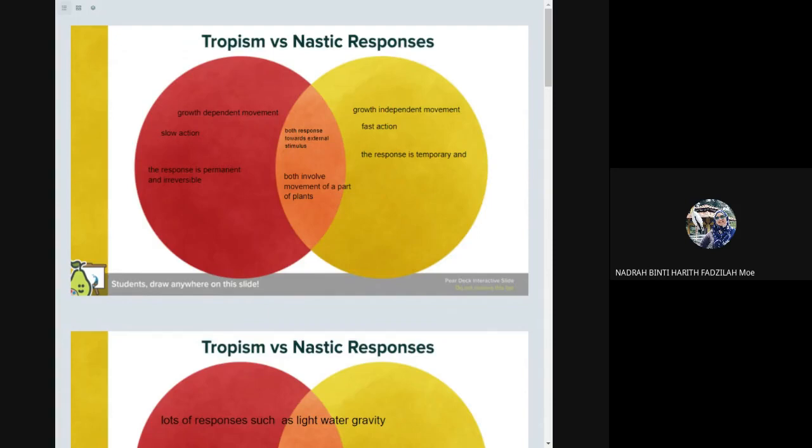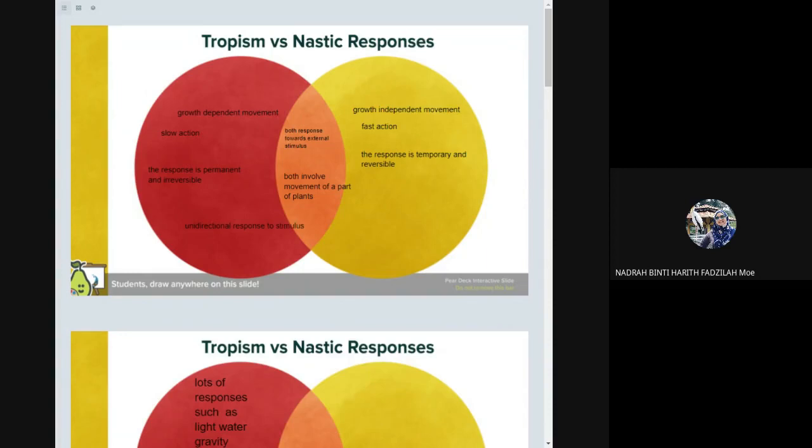Tropism atau tropic responses is growth dependent movement. Memang kalau ada growth barulah ada response. Nastic response is growth independent. Tropic responses is slower compared to nastic responses. But tropic responses are permanent, whereas nastic responses is temporary and also reversible. Very good. And then I also agree with your Nurin punya idea, iaitu kedua-duanya adalah responses toward external stimuli and involve the movement of certain parts of the plants.